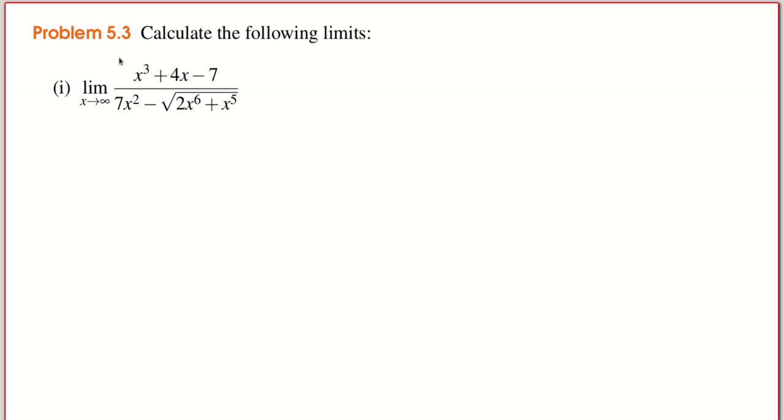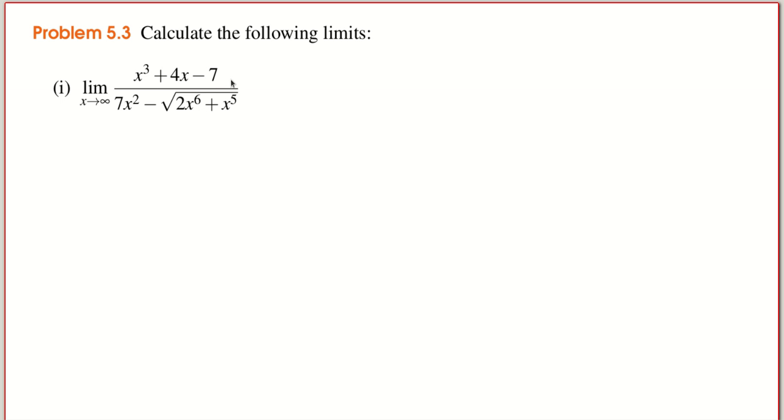Problem 5.3 is about calculating limits at infinity, right? So we have an expression here, and we need to calculate the limit when x goes to plus infinity. But in all these cases, one point that you should address is what is the leading term of the expressions that you have here in the numerator and the denominator.